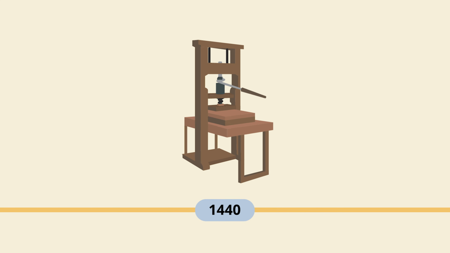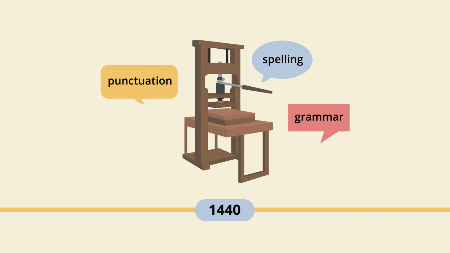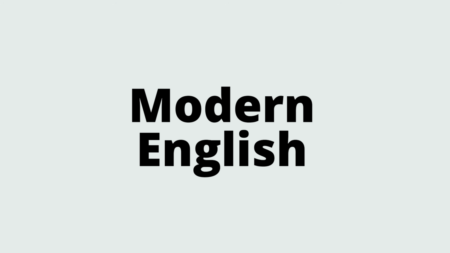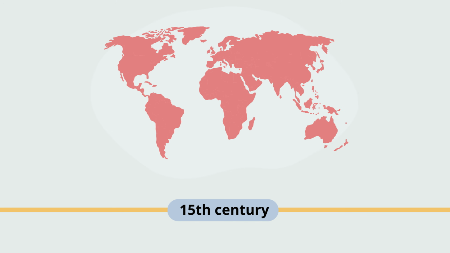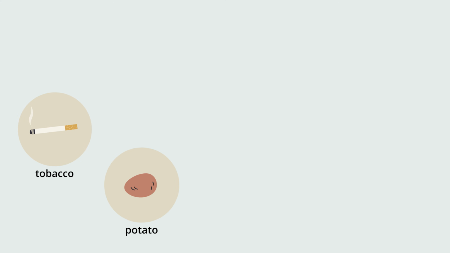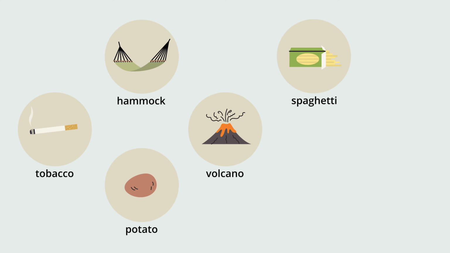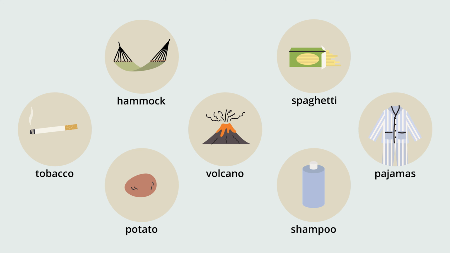However, with the invention of the printing press around 1440, spelling, punctuation, and grammar became standardized, and the elements of modern English were born. In the 15th century, Britain began to establish itself in other parts of the world and borrowed words from the peoples it interacted with. For example, the words tobacco, potato, and hammock were taken from Native American languages, while Italian provided the words volcano and spaghetti. Later, the Hindi words shampoo and pajamas entered the language when India was a British colony.